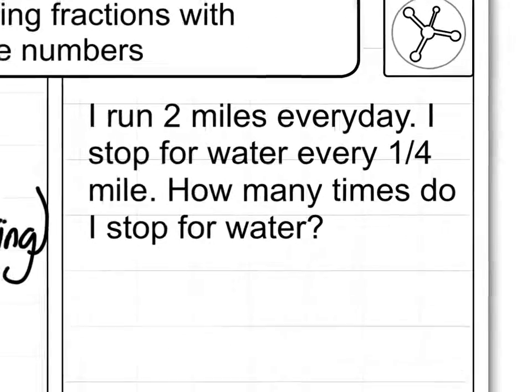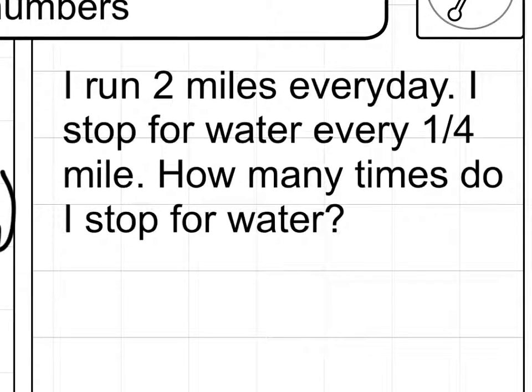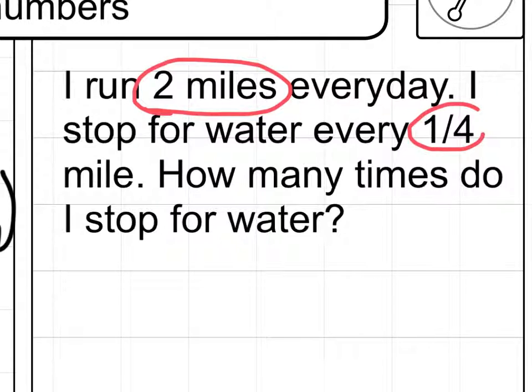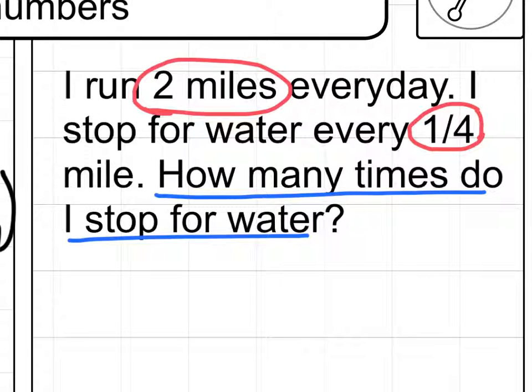So over here, we're going to look and read it again. It says, okay, I run 2 miles every day. I stop for water every 1/4 mile. How many times do I stop for water? Now, something that I like to do is find the numbers that we're going to use, and one of them looks like we will use 2 miles. And it looks like I'm stopping every 1/4 mile. And let's find out what it is asking us, and that's usually at the end. It says, how many times do I stop for water?